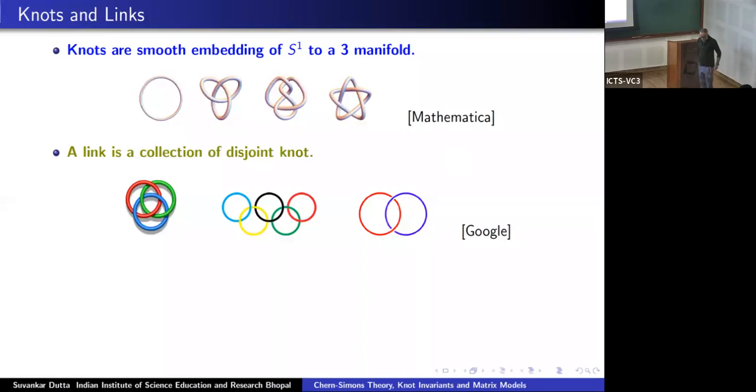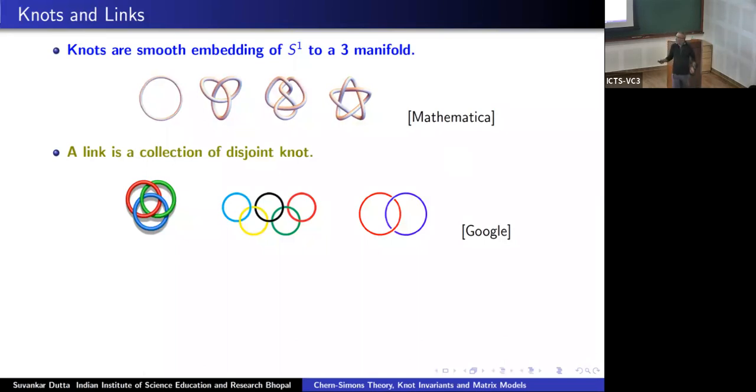So let me start with some basic definitions of knots and links. Knots, you can think of as some smooth embedding of S1 in some 3-manifold. So these are different knots. This is sometimes called unknot because there is no knot here. This is trefoil, and so on, different types of other knots.